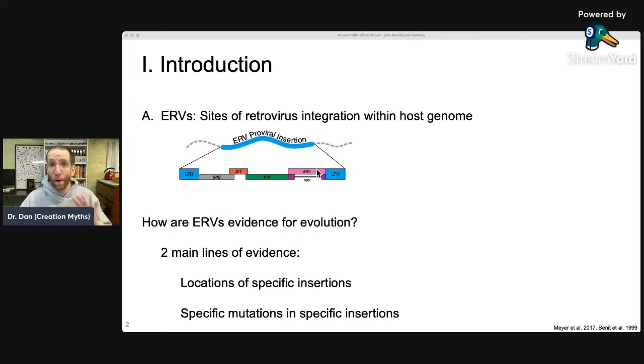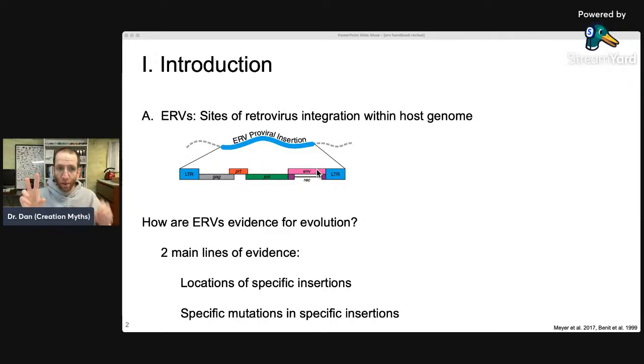Now, ERVs are phenomenal evidence for evolution. There are two main lines of evidence that we can point to when we're talking about common descent, or universal common descent. The first is the location of specific viral insertions. You can look at the human genome, the chimp genome, the gorilla genome, and you can see that there are shared ERVs at the same location.